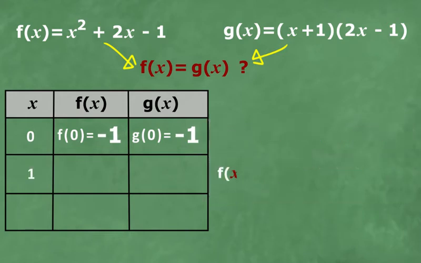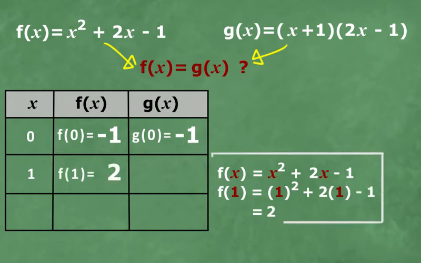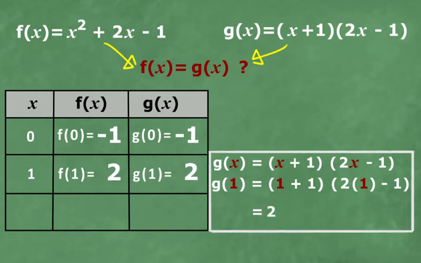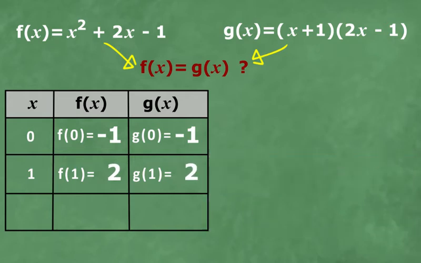When x equals 1, the value of f is equal to 2. g of 1 is also 2, same as f of 1. Can we conclude that these two polynomials are equal? Let us check one more value, x equals 2.